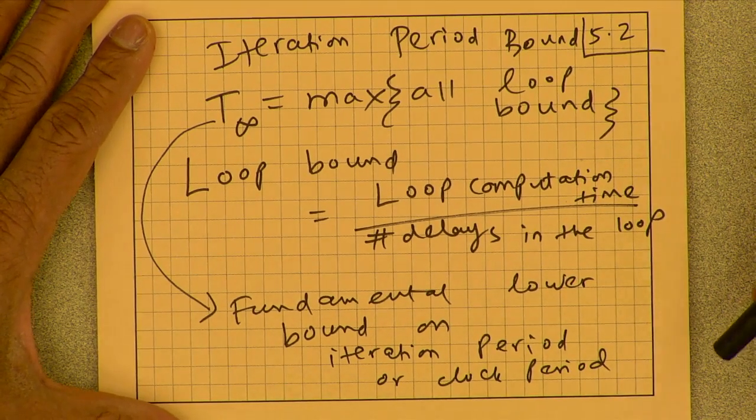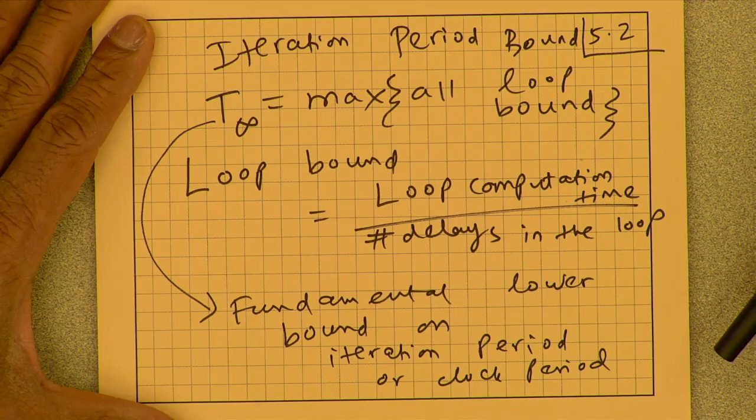Now how do you compute that bound? If we were to design an algorithm to compute the iteration period bound, well, we can't use the definition. Why can't we use the definition? Because the number of loops in a data flow graph can grow exponentially with the number of nodes. So we need to find polynomial time algorithms to compute the iteration period bound, not algorithms that take exponential time with respect to the number of nodes.